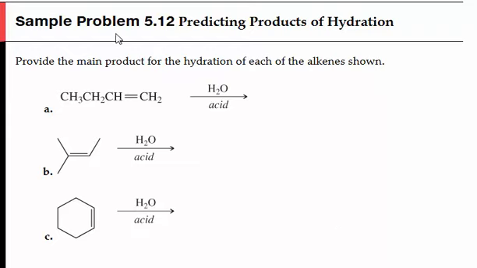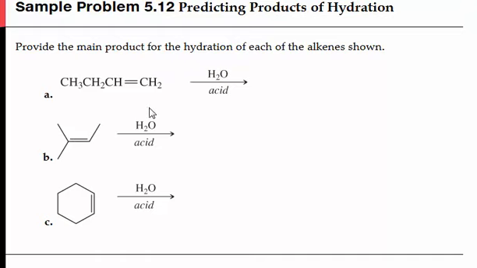Let's look at sample problem 5.12 from your textbook, predicting the products of hydration. On this slide are 3 different alkenes, and you're asked to predict the product of hydration. We're adding water in the presence of acid. So pause the video and see if you can determine the product of the hydration of these alkenes.